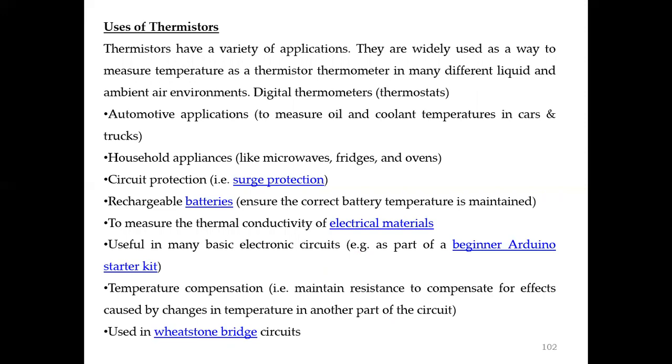Use of thermistors in different applications. They are widely used to measure temperature, as a thermometer, in many different liquid and ambient air environments. Applications include automotive electronics, household appliances, circuit protection, rechargeable batteries, measuring the thermal conductivity of electrical material, and many basic electronic circuits. Temperature compensation is also used in Wheatstone bridge circuits.